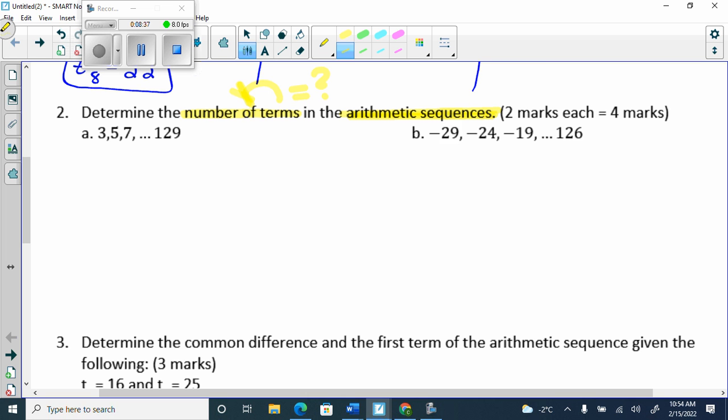No. You can check here. What's happening? 3, 5, 7. What's happening? You're adding. And if you're adding, it's what?